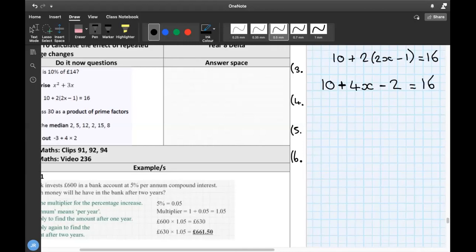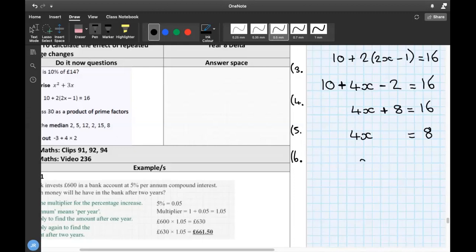Okay, now I need to simplify my number terms. I'm not going to do anything with that 4x, that will stay the same. And if you've got positive 10 and negative 2, simplifying that will leave you with positive 8. And that's equal to 16 still. Next, I want x's on one side of the equal sign and numbers on the other side. So I need to get rid of positive 8. How do I do that? I need to turn it into 0 by subtracting 8 from both sides.